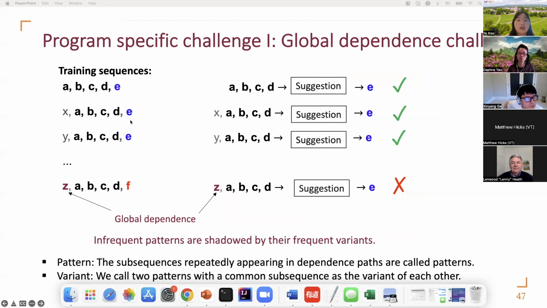We demonstrate this phenomenon here. These are the API sequences we extracted from the training data. Although a global dependency is collected, it is difficult for the neural network to recognize it, not only because of its far location, but also because there are some extremely frequent patterns. The pattern ABCDE is a subsequence appearing again and again in the training sequences. This actually dominates the model. When ABCD comes, it always predicts E, ignoring what happens before. And therefore, when a global dependence appears before the frequent pattern and requires a different prediction, the model cannot deal with it. We describe this phenomenon as infrequent patterns being shadowed by frequent variants.